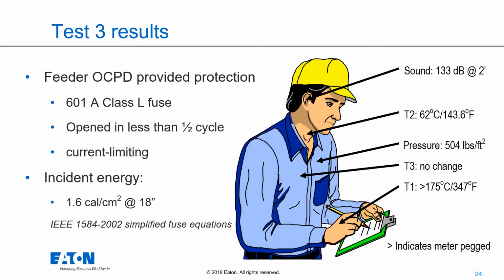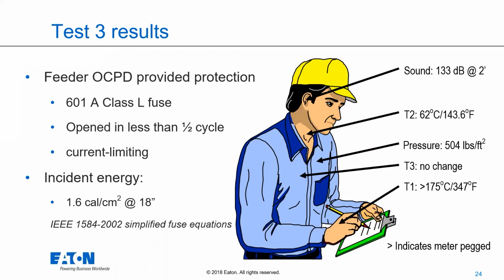So it also reduced the duration of the arc, right? By reducing both of those, my incident energy is now down to 1.6 calories per centimeter squared. It was 5.8 last time, right? So now you can get an idea of what each of those means when we look at it.